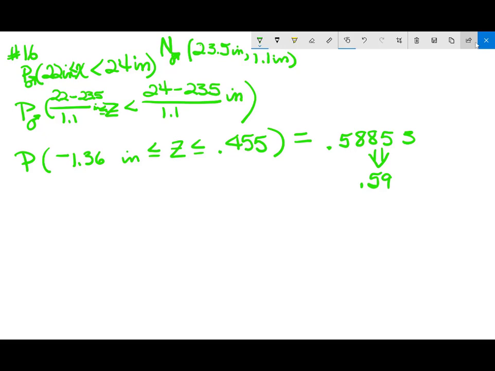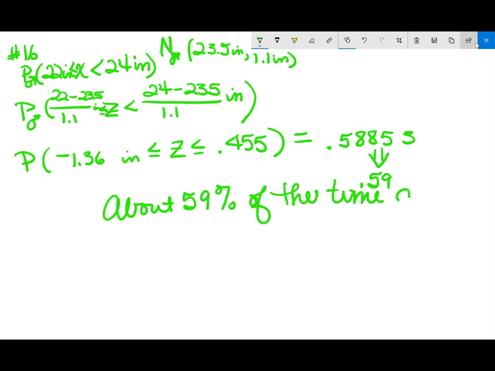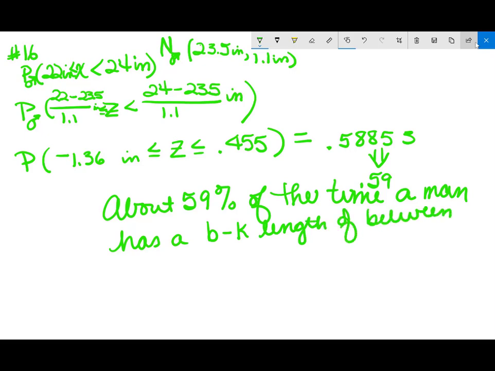So what I would say is that about 59% of the time a man has a back to knee length of between, and I'm putting it back into my original measurements, 22 and 24 inches. If I put it in z-scores, it doesn't make any sense to anybody.